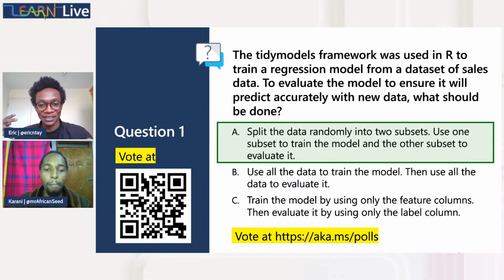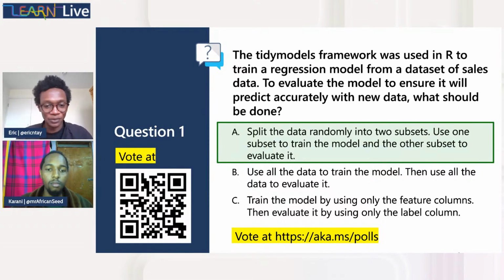Depending on how the data is, we typically split it so that the training set is for training the model, and the test set is to see how well the model performs out there in the wild, or on new data. So we can discuss B.